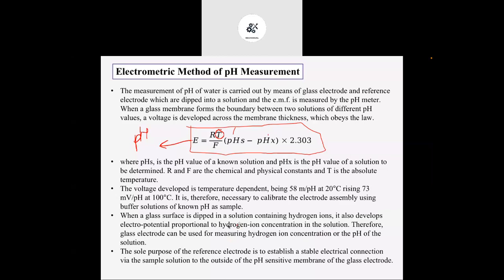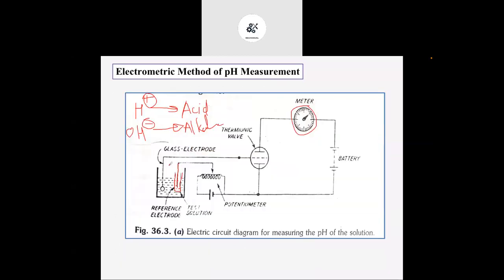Okay, so therefore, the glass electrode can be used for measuring hydrogen ion concentration or the pH value of that particular solution. Whenever we dip this glass electrode, because of the hydrogen ions present inside the solution, a potential, a voltage or EMF, will be generated between the glass electrode and the reference electrode. And that EMF we are going to neutralize by using this potentiometer.